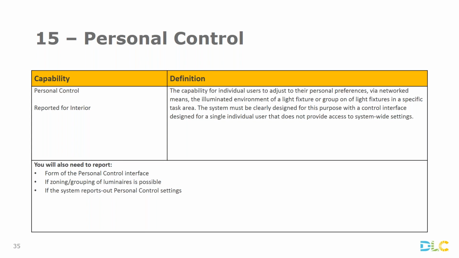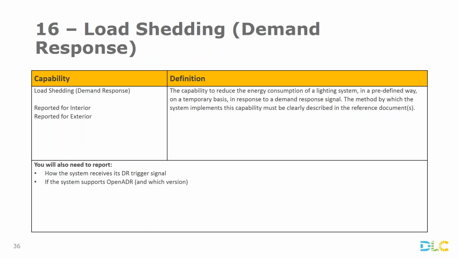So the control interface has to be designed for a single user that does not give them the power to turn everything off or on. This can be done via wall switches that are networked boxes. They could be done via user interfaces or anything else. You just have to be able to show the documentation that meets the intent that we're describing here.